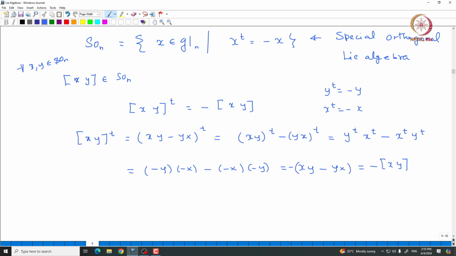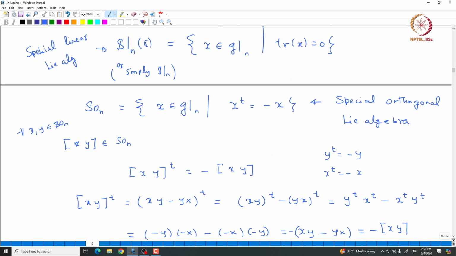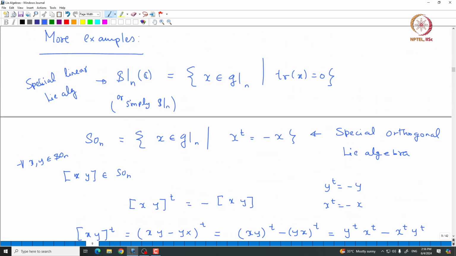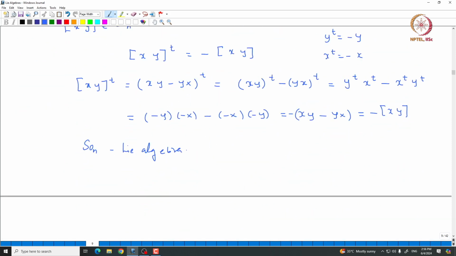So, this proves that whenever we take the elements X, Y in SO_N, then the bracket [X,Y] is also there. It is easy to see that SO_N is a subspace of GL_N(C), and it is indeed a Lie subalgebra, or a Lie algebra on its own. Okay. So, these are some of the important examples that pop up in our course. Mostly we will be focusing on GL_N(C) and SL_N(C) in this course.